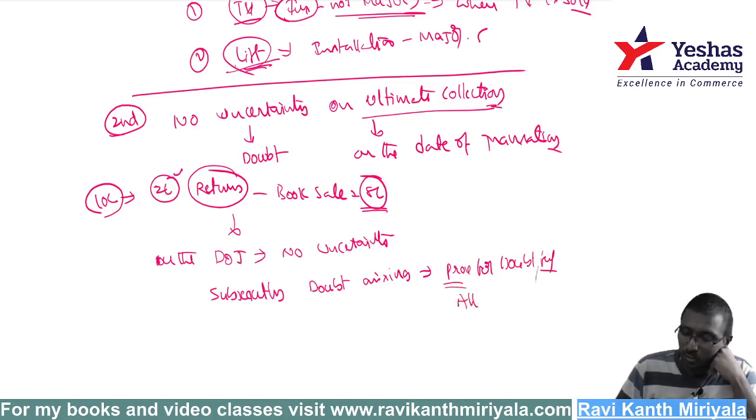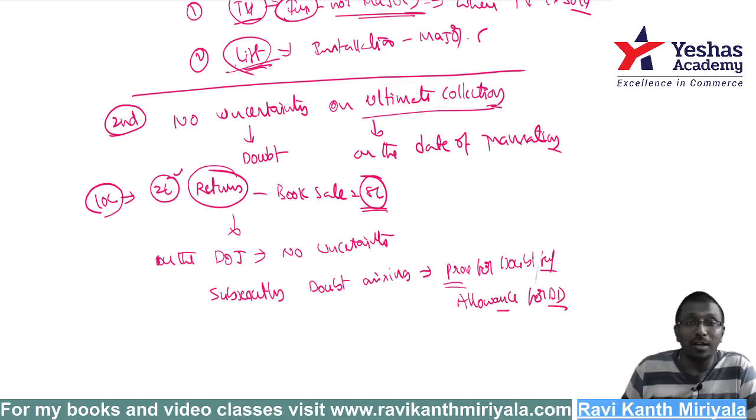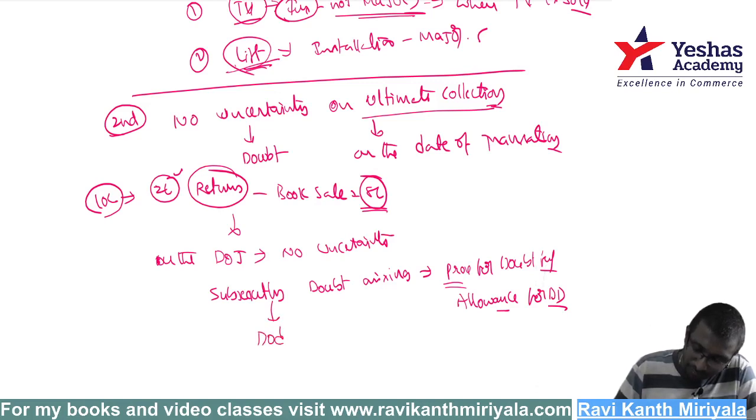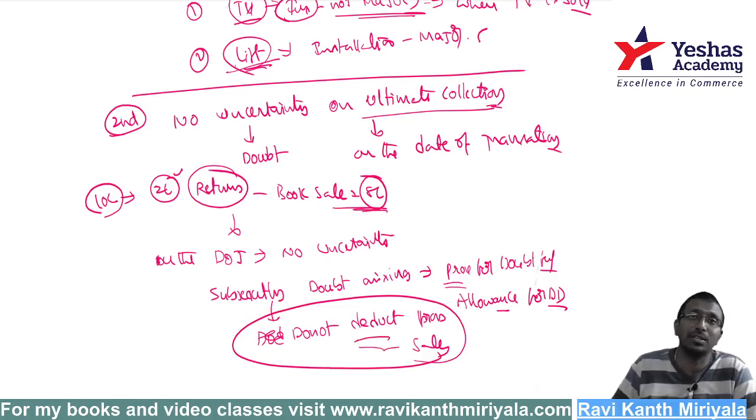That's why this is the correct word I told you in Accounting Standard 29: allowance for doubtful debts. You are supposed to make it. Remember carefully: on the date of transaction there is no doubt, but subsequently we got a doubt by looking at his creditworthiness and financial position. Then it is nothing but a provision or allowance for doubtful debts. Do not reverse it, do not deduct it from sales. You are not supposed to deduct it from the sales, unlike the 10 lakh minus 2 lakh case.